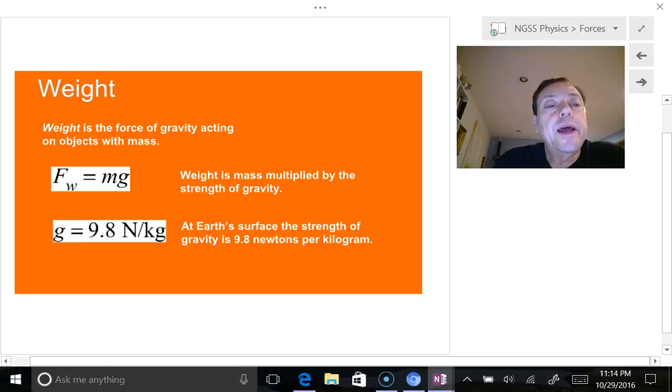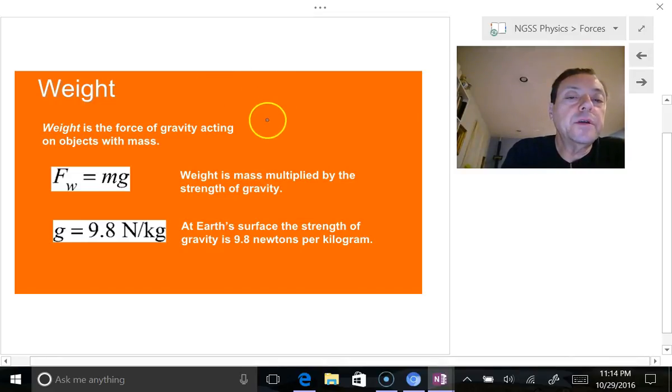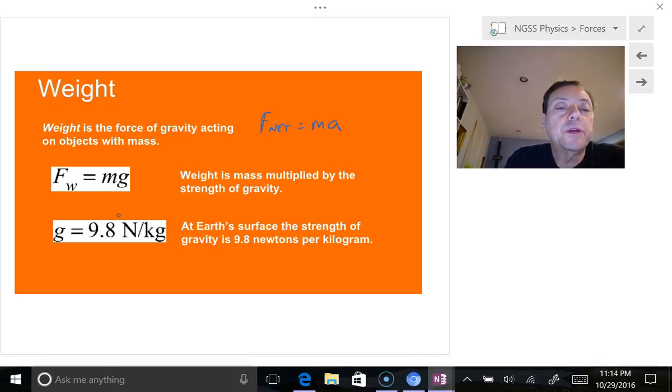Weight is a force of gravity acting on objects with mass. Weight is mass multiplied by the strength of gravity, or the acceleration due to gravity. It's actually sort of a special case of the second law, where the net force is equal to mass times acceleration. Here, the acceleration is the acceleration due to gravity, the mass is the mass, and the net force is the weight. At the Earth's surface, the strength of gravity is 9.8 newtons per kilogram.